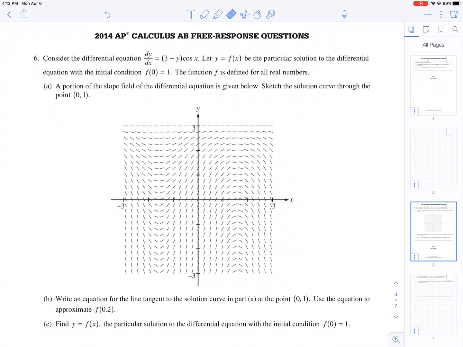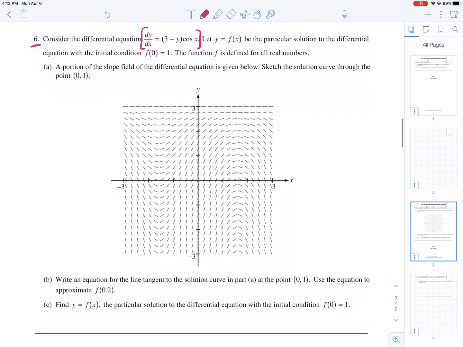Let's take a look at question number 6 from your 2014. Number 6 means that it was non-calculator, so just be aware of that moving forward. I'm given a differential equation. What does that mean? It means I'm given a derivative, and then they're going to ask us to work with that. Now, typically, slope fields can be involved in this, but the way that they ask this question is not necessarily really normal. It asks us to sketch the solution curve.